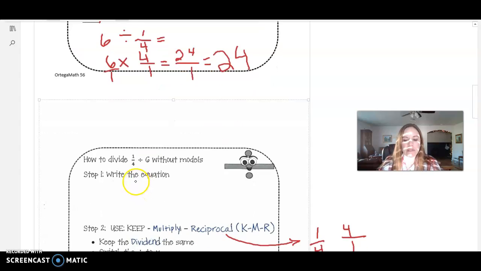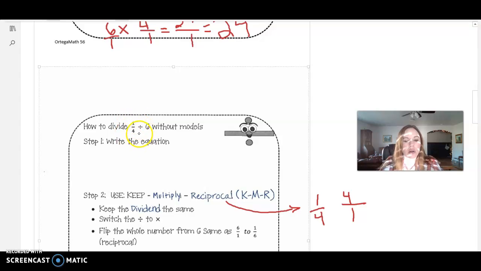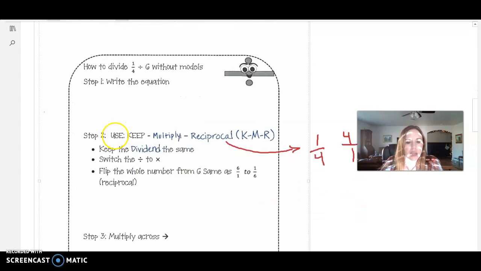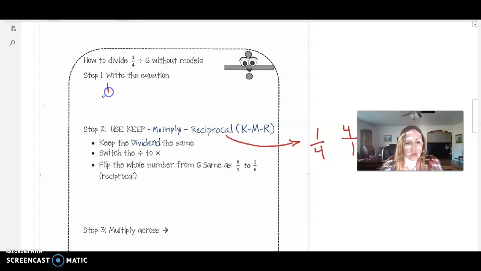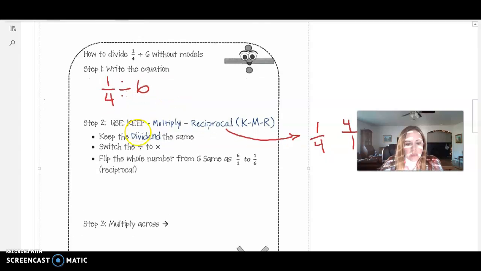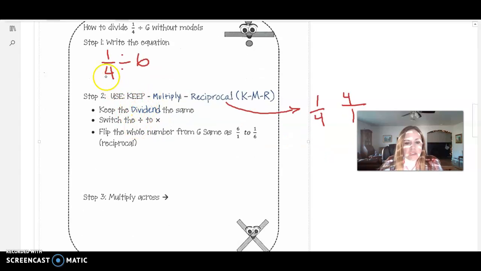So let's see what happens if anything is different if we start with a unit fraction. Okay, so let's start with 1/4 divided by 6. Keep the dividend. Well, now our dividend is 1/4. It's whatever is the very first number in this kind of number sentence. Whatever is before the division sign is your dividend. So we keep our dividend. So let's keep our 1/4.